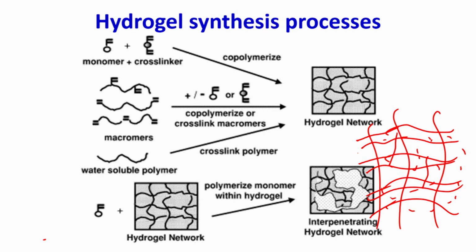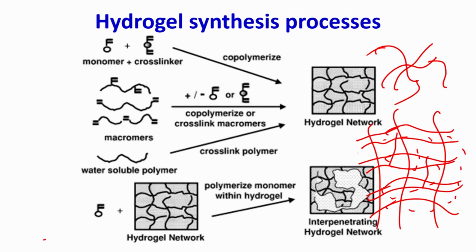You cannot separate out the two gels, because the chains are physically entangled with each other, but the two hydrogels are actually separate. You could form them separately, but now you form them in situ together in a single system. So, these are called interpenetrating hydrogel networks.